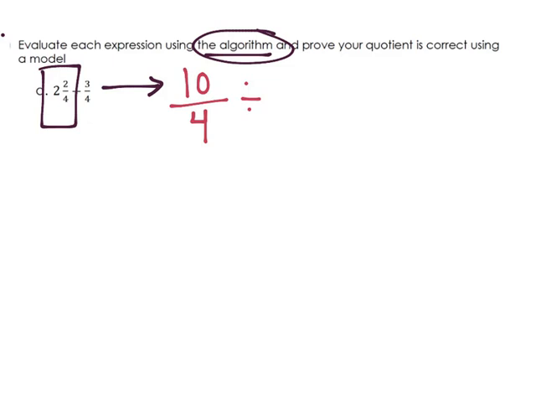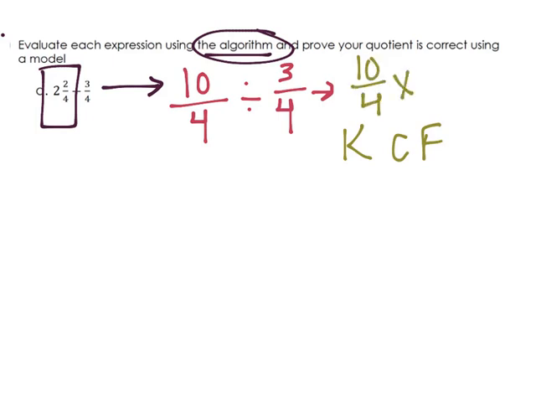Now I have my divisor, which is 3/4. I don't need to do anything with that. So I have 3/4 as my divisor. And then to solve, I'm going to do keep, change, flip. So I have 10/4, changing the operation to multiplication, and then flipping my second fraction. I'm able to cross simplify or cross cancel. 4 divided by 4 is 1. So now I just multiply straight across. 10 times 1 is 10. 1 times 3 is 3.